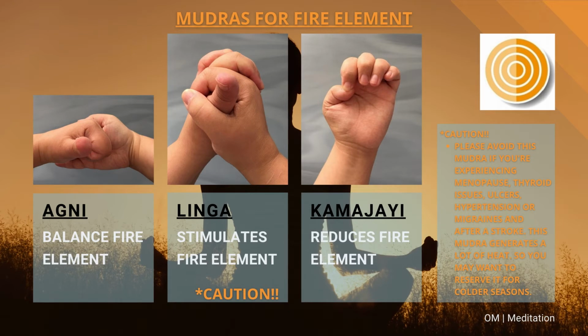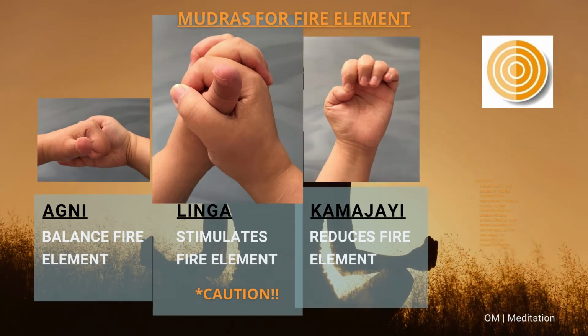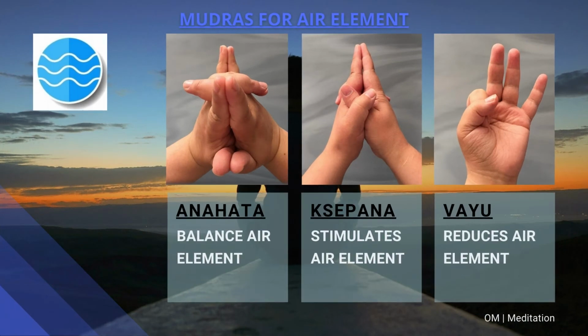A mudra that balances the fire element, Agni. A mudra that stimulates the fire element, Linga. To reduce the fire element, Kamajai. To balance the air element, Anahata. To stimulate the air element, Sepana. And to reduce the air element, Vayu.